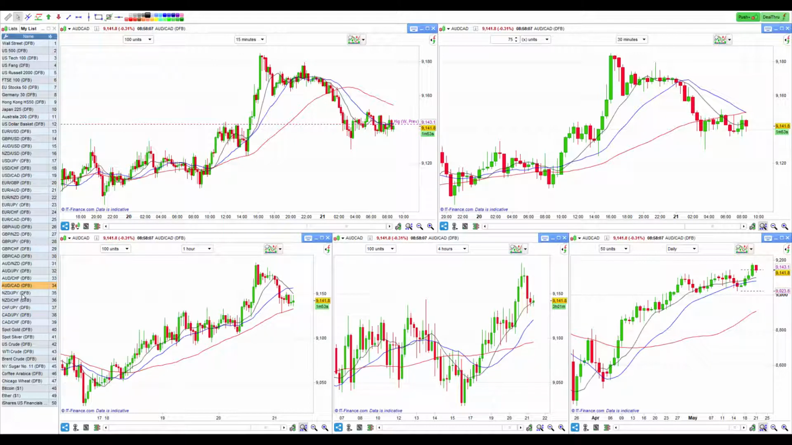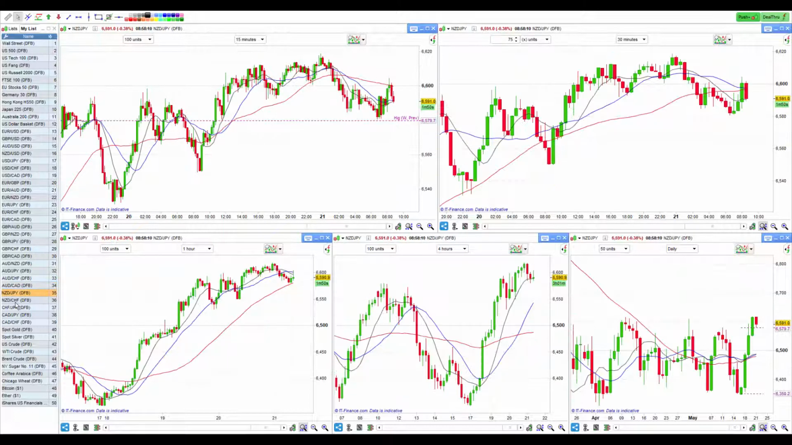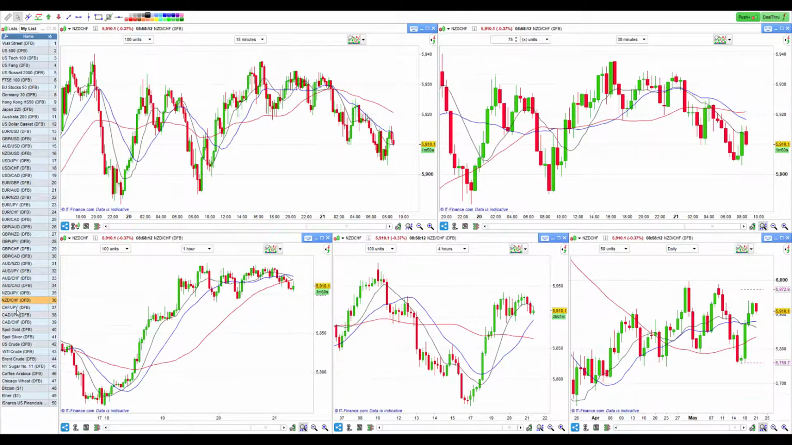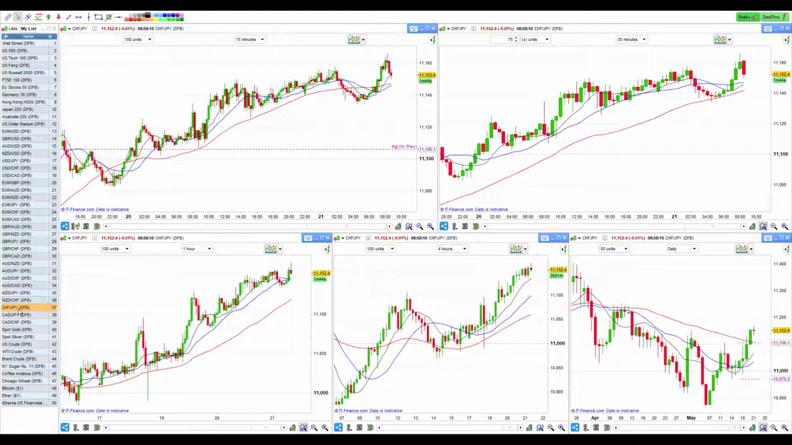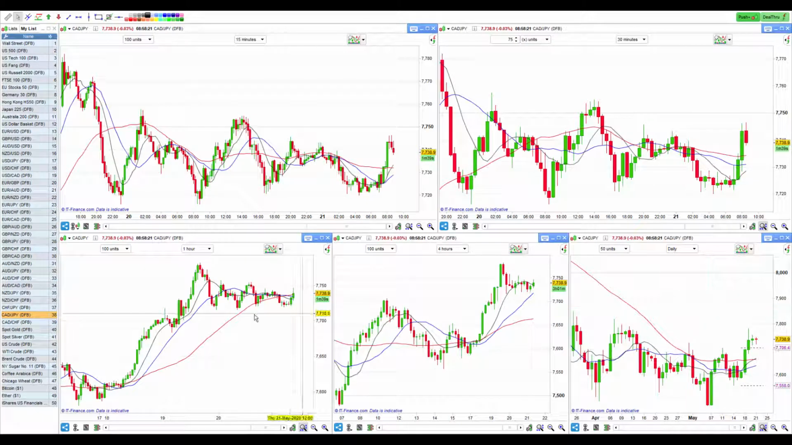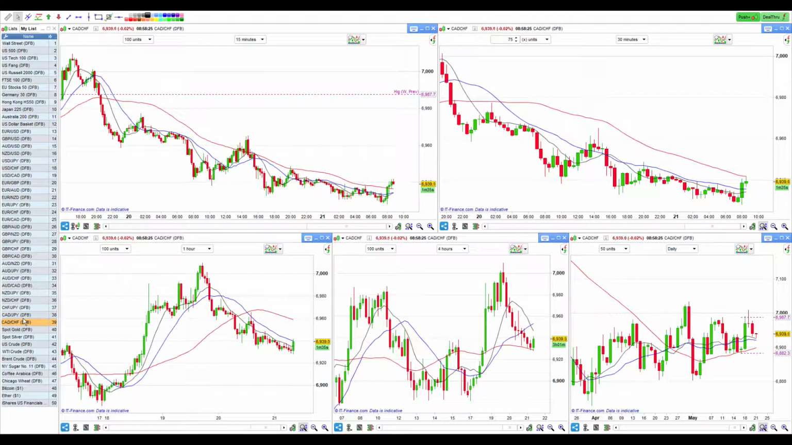Aussie CAD, Kiwi yen, no, it's a mess. Kiwi Swissy, not great. Most of these just don't look good. I'm looking at all the charts, by the way, in case you're wondering. CAD Swissy. Okay, so I'm going to leave that.